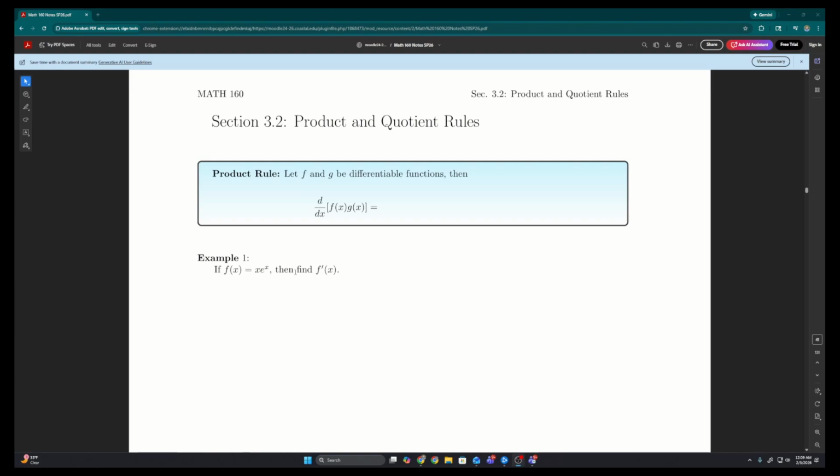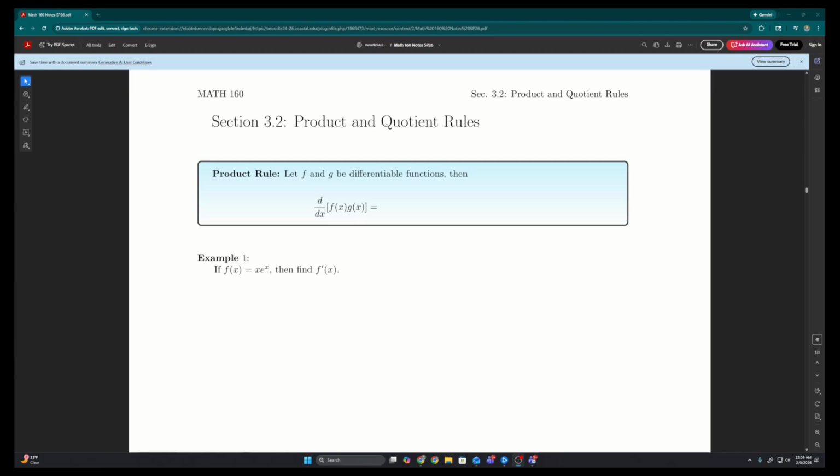Now, we can't do that for multiplication, so I can't just take the derivative of f and g and multiply those results together. That will not work. Same thing with quotient rule. I can't just divide the derivative of both parts individually. It's a little bit more complicated than that. Obviously, quotient rule has more going on than product rule, but product rule is not terrible.